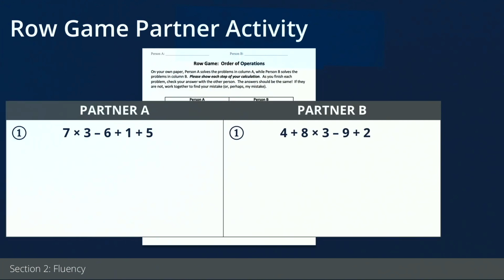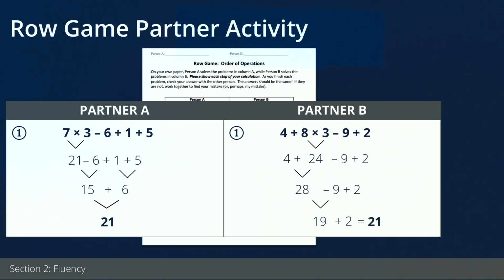So for example, partner A solves their order of the operations there as 21, and partner B solves theirs as 21. So let's check the row. Is the row the same? Yay, it is. Woohoo! Those partners solved that row correctly.